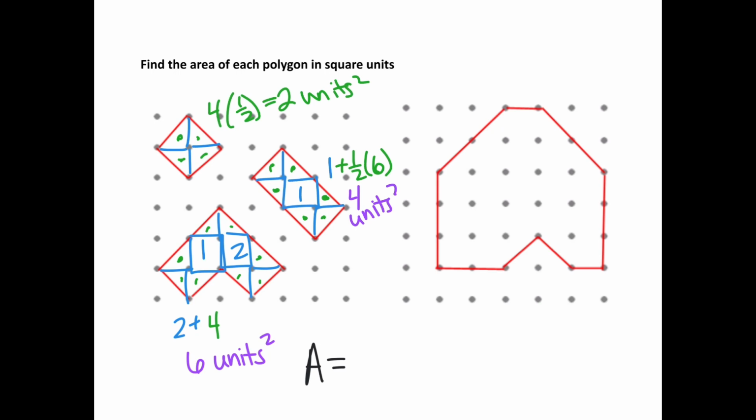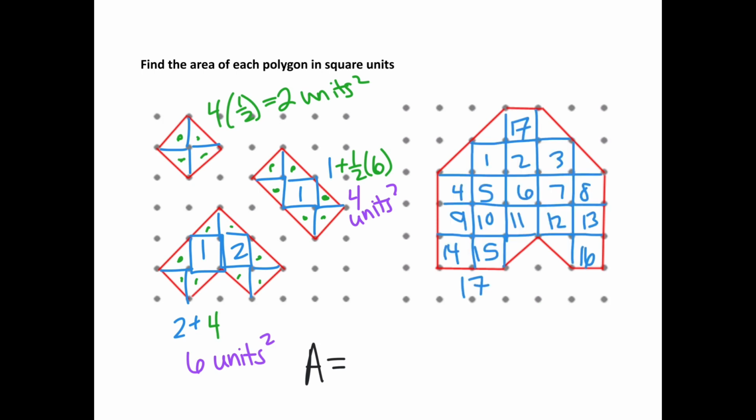Let's take a look at this larger irregular polygon on the right. It has 17 whole squares, and if I count the number of halves, 1, 2, 3, 4, 5, 6, and add in the 6 halves, that gives me 20 units squared.